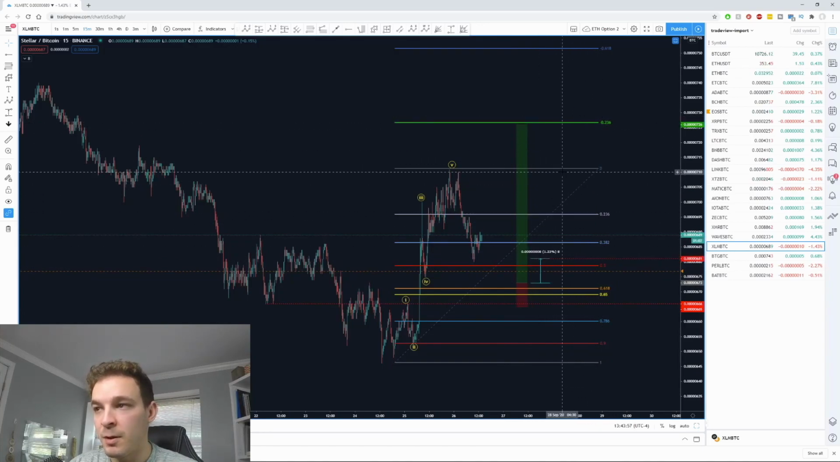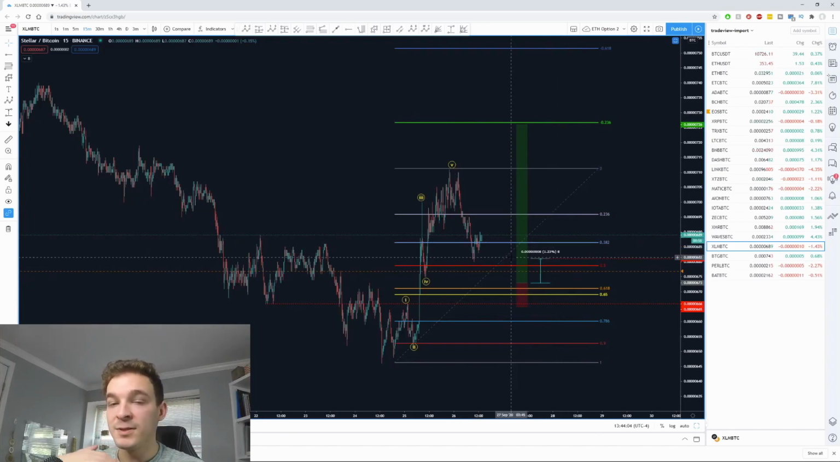So once we start to come up and break these highs, I'm mostly just moving my stop loss up below key support and resistance zones or below key fib retracements.